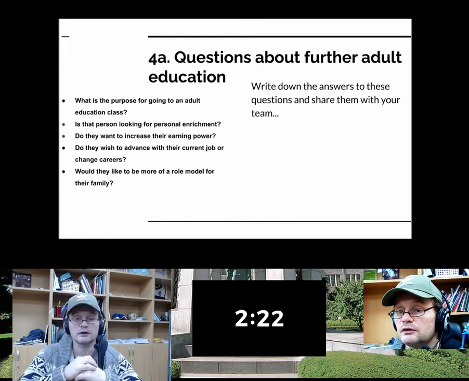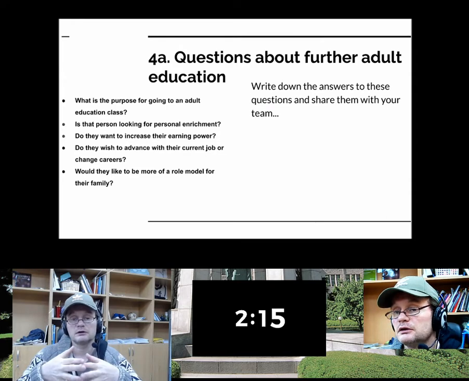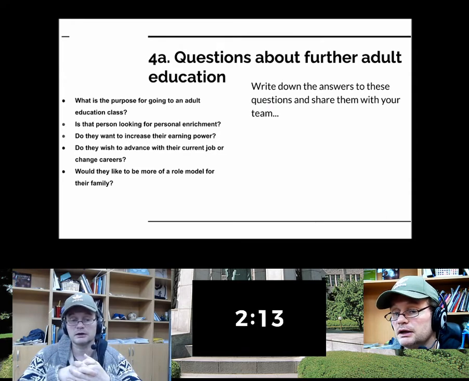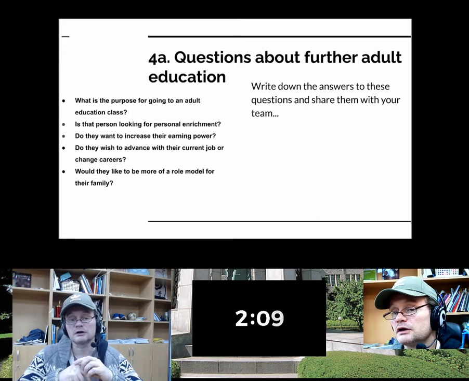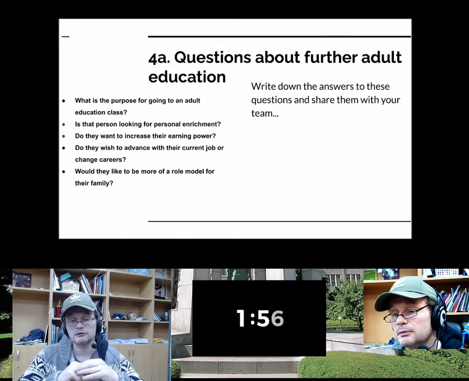And why did she do that? Was it for personal enrichment? Possibly, because she wanted to make her life better in some way. Was it to help her get more money? I don't think so. She didn't use that in work, and she didn't have a job. Could it have been to be a role model for her family? I think so. I think she wanted to show her family that studying is a good thing, that you should go back and study. So maybe she did it for personal reasons. Maybe she did it to be a role model.